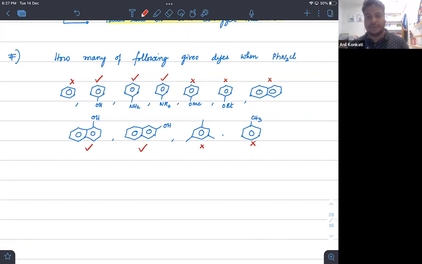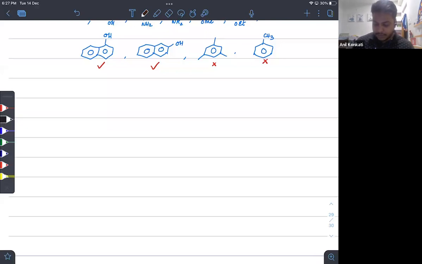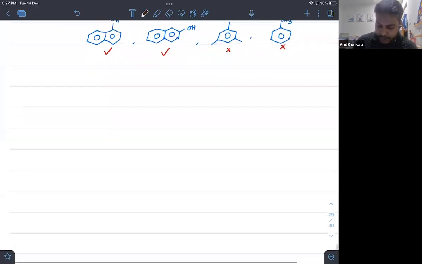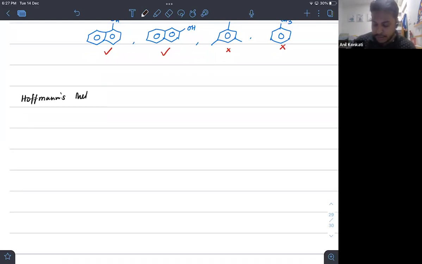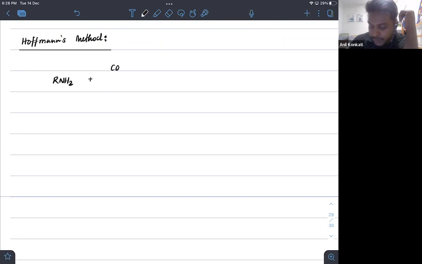Everybody understood that? Yeah. Lastly, I will just mention Hofmann's method. I forgot to mention that. Although it's not specifically asked in JEE, Hofmann's method is for detecting 1 degree, 2 degree, and 3 degree amines. Okay. So if it is a 1 degree amine, RNH2, right, then you treat this with ethyl oxalate. Okay. So it is diethyl oxalate.